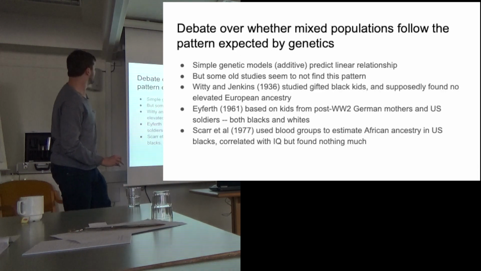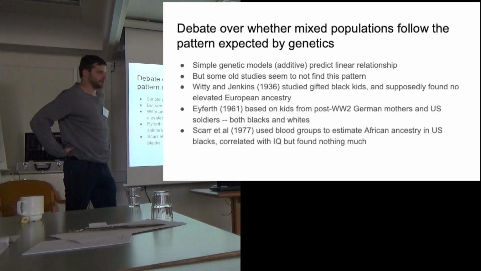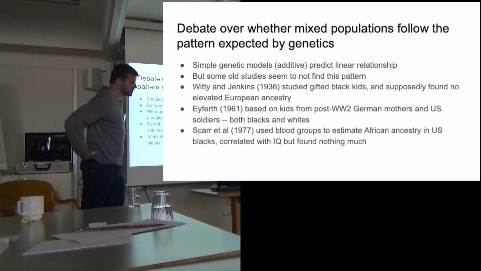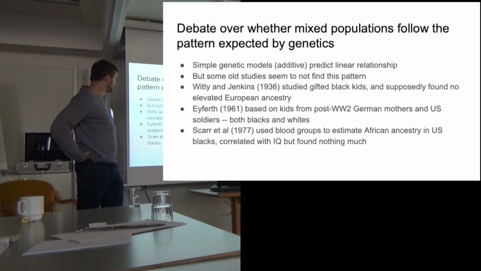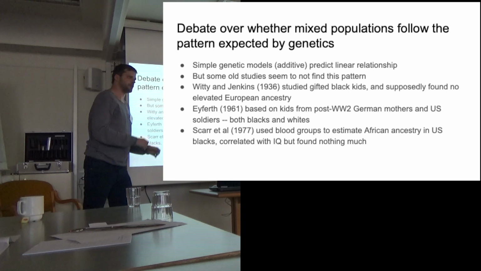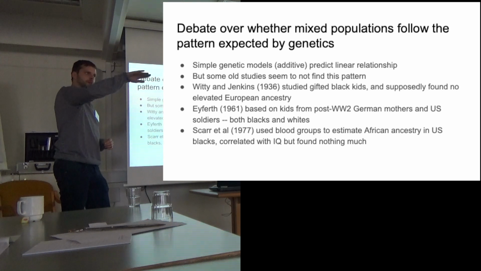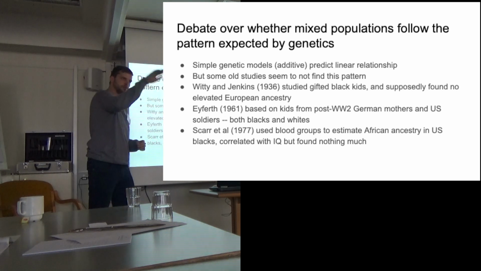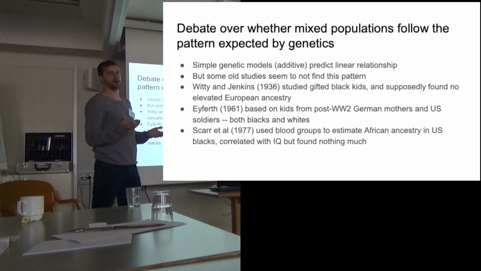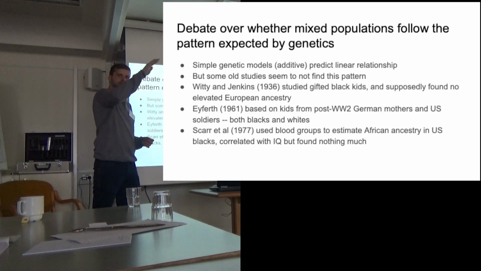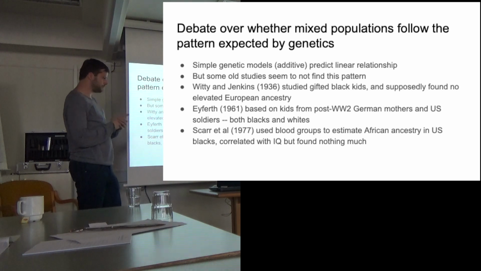So, there's also a debate about whether these mixed populations follow the pattern expected by genetics. And it's very simple. In a simple genetic model, intermediate populations should always be in the middle. Whatever degree of intermediate population you are, if you're a 50% person, 50% mixed between European and African, you should be in the middle. If you swap to some other groups, Europeans and say Eskimos in Greenland, the 50% should also be in the middle of these, and 20% you should be towards one of them, and so on.